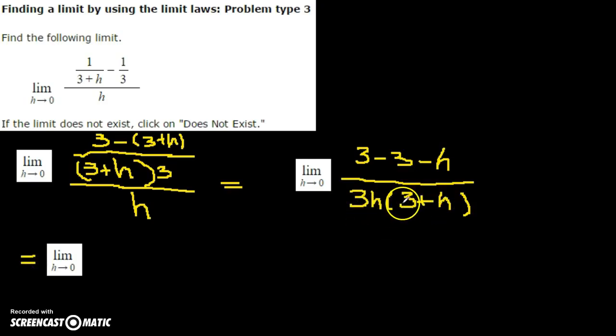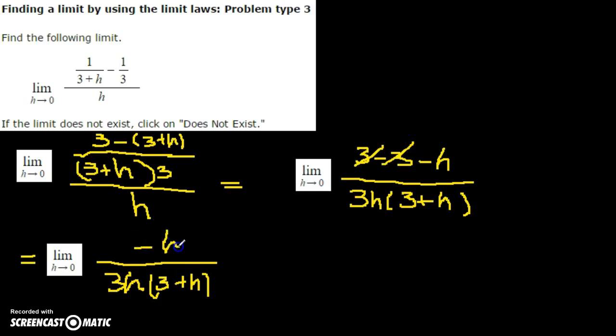For my denominator, let's see what we have. I will have 3 times h and 3 plus h, that's my denominator, and 3 minus 3 cancels out. I will have negative h. Now what's going to happen to the h in the numerator and the h in the denominator? Again, we can cut them out. So I will have the limit of negative 1 over 3 times 3 plus h.